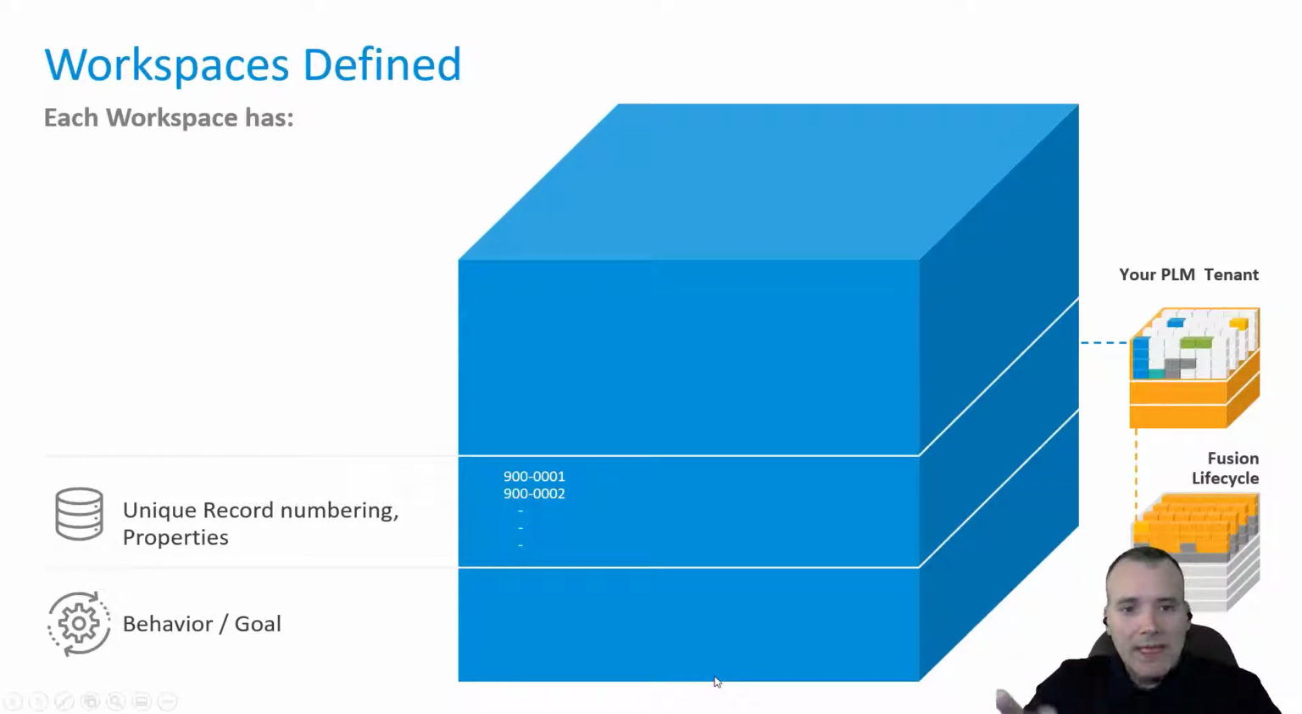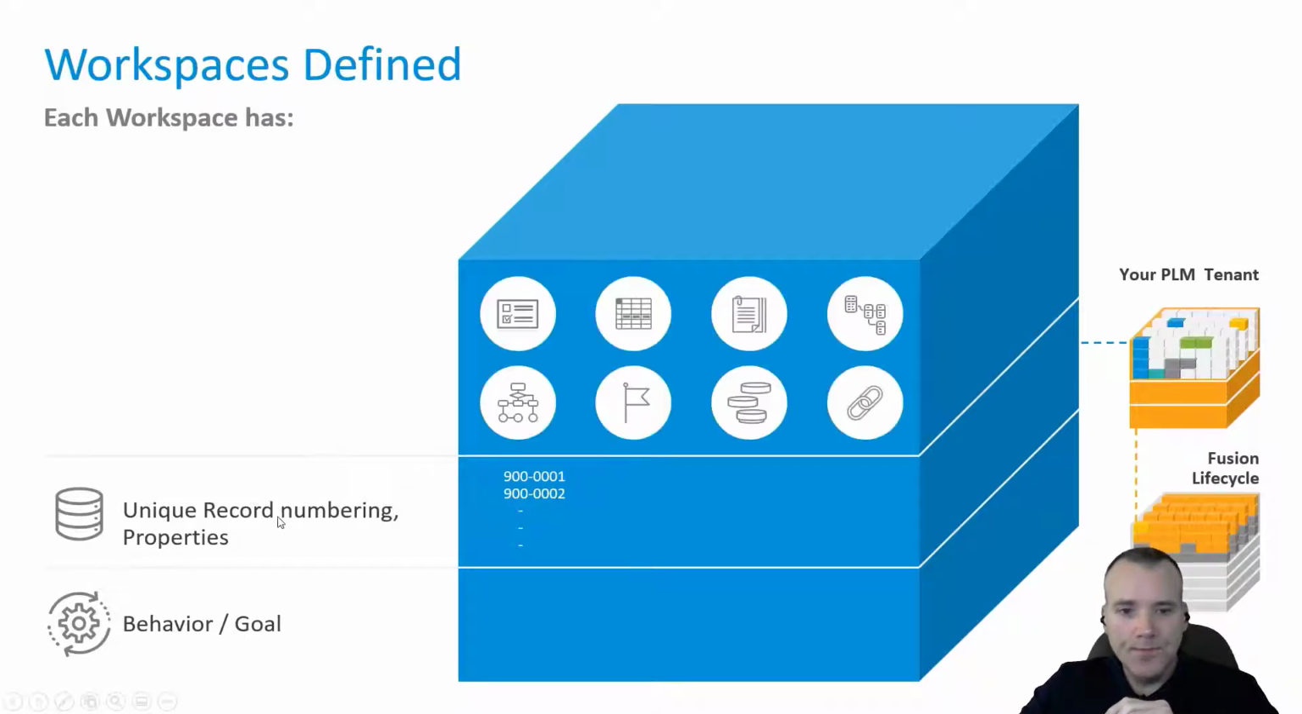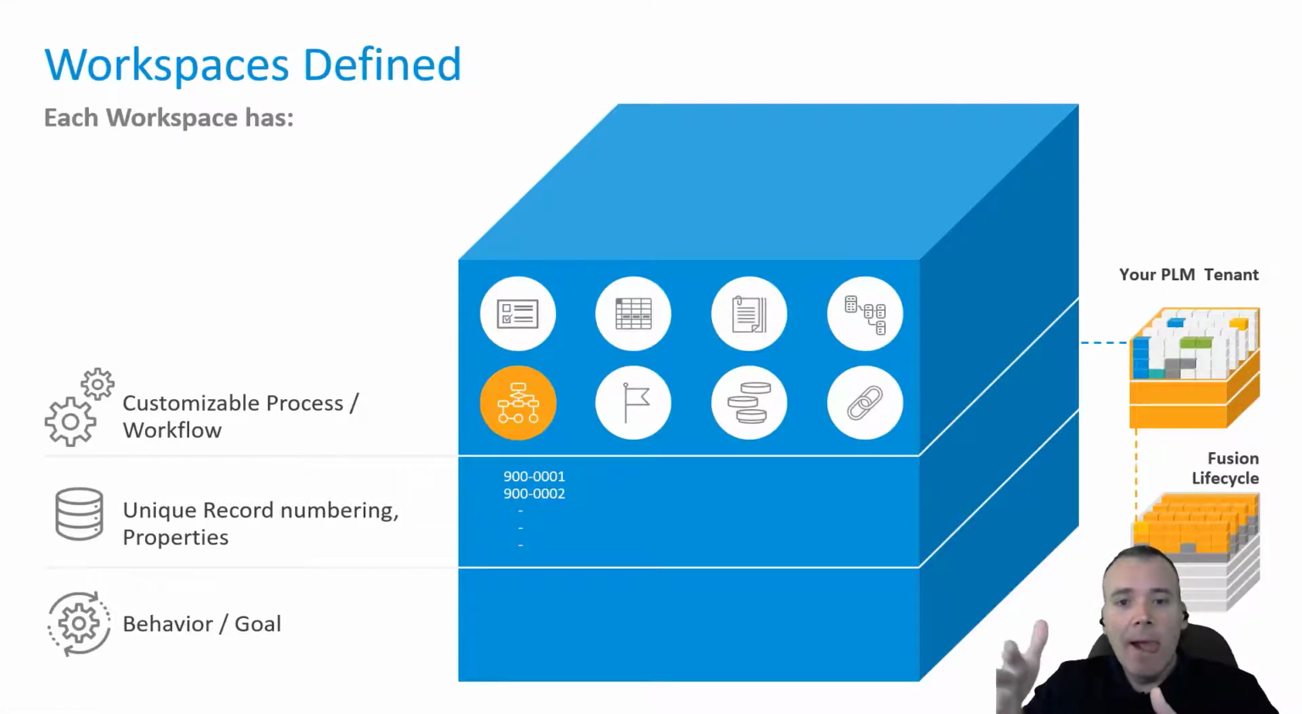So each of these workspaces also has uniquely named or numbered records so that everything has a unique identifier within the system. And any one of these workspaces can have whatever properties that they might need to carry to affect their behavior or to reach their goal. And there's a common set of behaviors or tools within the workspace that could be applied. Item details is where you store all the metadata about that object, that problem report, or that change order. We can attach documents. We can have a bill of materials structure. We can have tasks, or we could have workflow, right? Which is really what we're going to focus on today. So every workspace within the tenant can have workflow, and they can have their own uniquely defined workflow.